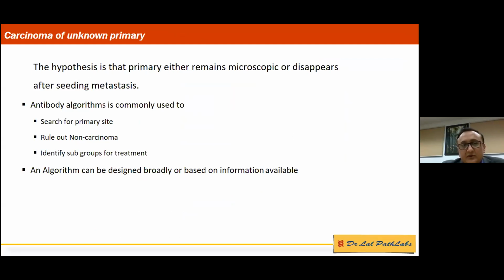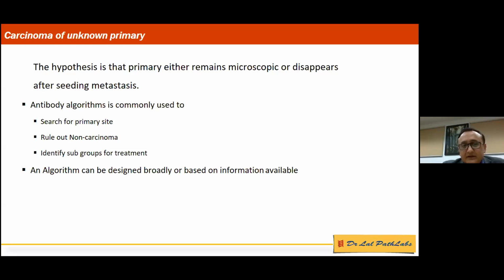The antibody algorithms are commonly used to arrive at the diagnosis in such cases. And these algorithms help us to search for the primary, to rule out non-carcinomas, and to identify subgroups of tumor for the purpose of treatment.